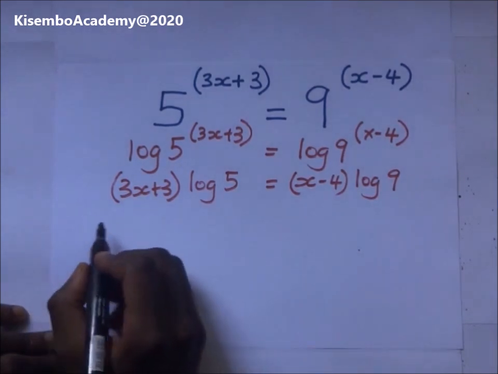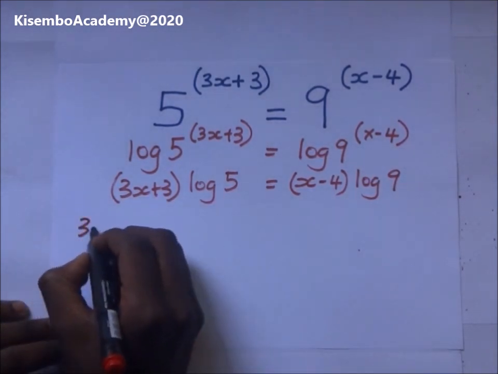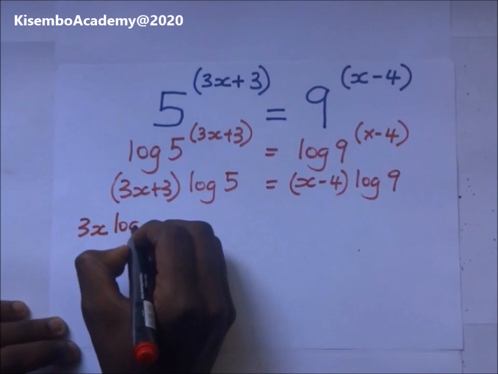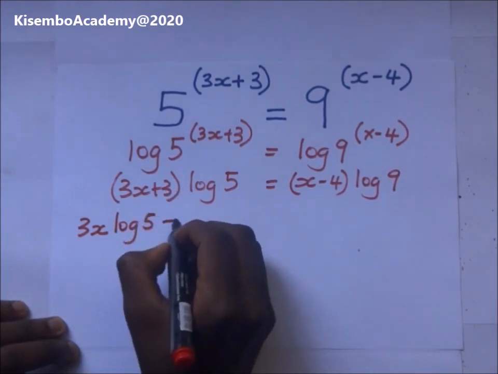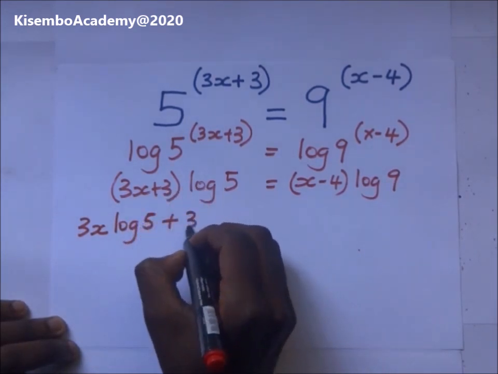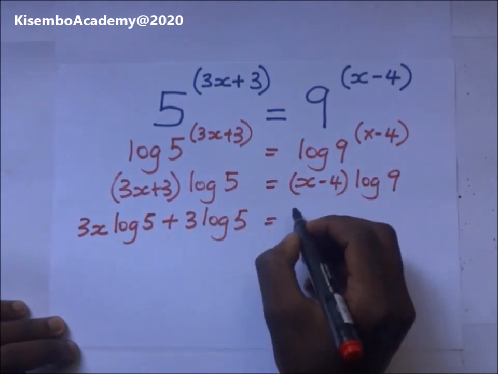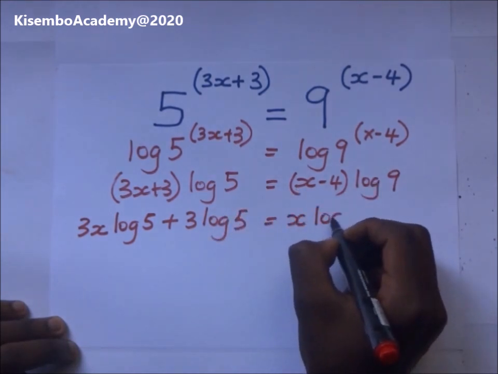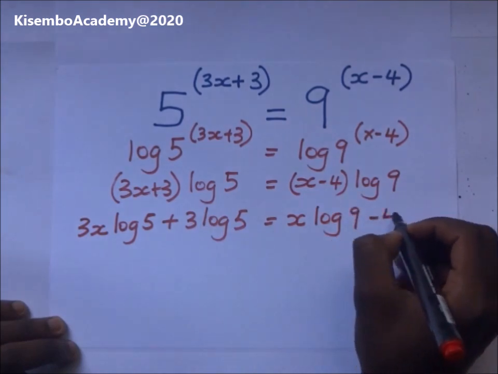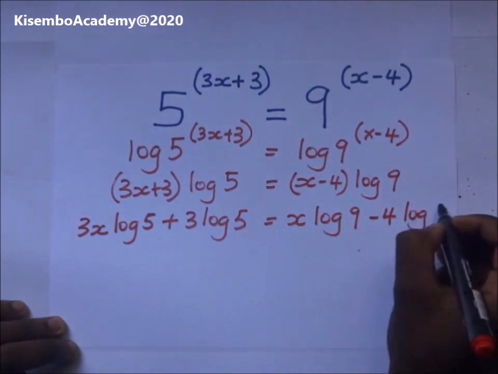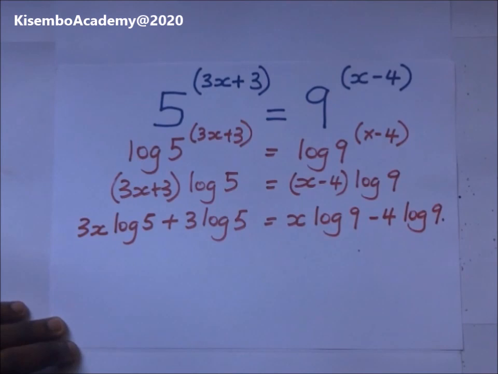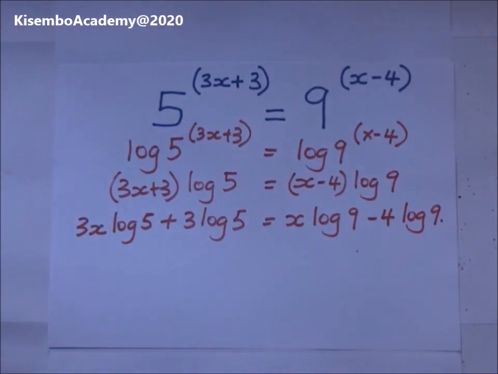When we open brackets here, it's going to become 3x log of 5 plus, this times that is 3 log of 5 is going to give us this times that, which is x times the log of 9 minus 4 the log of 9. So we shall collect like terms. We shall put those terms that are having unknowns on one side of the equation and those terms that do not have unknowns on another side of the equation.